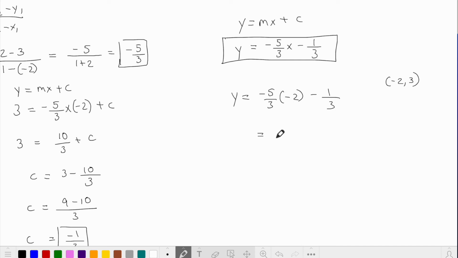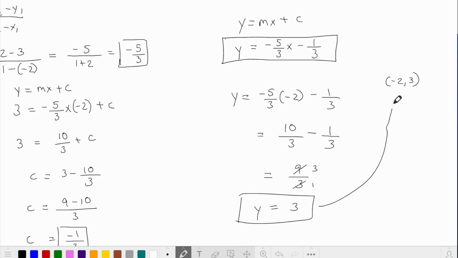So 5 times 2 is going to be positive 10, and of course negative times negative is positive. So 10/3 minus 1/3. That will be 10 minus 1, which is 9, divided by 3, and y is equal to 3. Voila! So we got this point. That shows that our equation is correct. And that's how you check whether your equation makes sense or not.